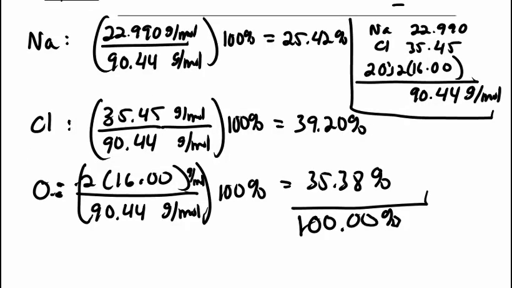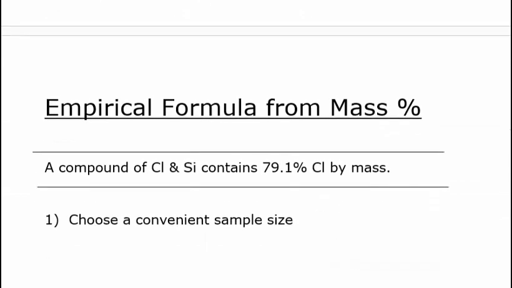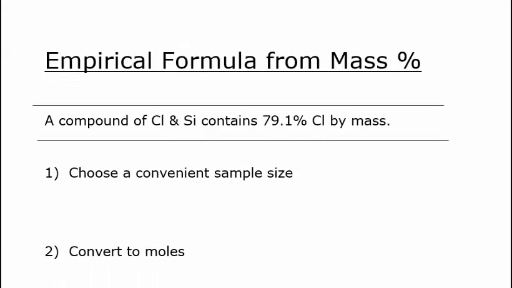Okay, now we're going to switch gears and go backwards. Instead of trying to determine mass percent from a given formula, we're going to try to determine a formula if we're given mass percent. Now, this formula will not necessarily be the molecular formula, because we will simply get a ratio of the different amounts of each atom. So what we will get is actually the empirical formula.